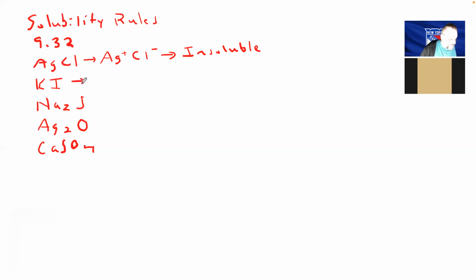Potassium iodide. So in this case, when I look at the chart, I see potassium, so that's going to lead to soluble. And I also see iodine in that chart. So yeah, both of those ions usually lead to something that is soluble. So potassium iodide should definitely be soluble. Sodium sulfide. So I see sodium as one of the positive ions. I don't see anything about sulfide. So that would lead me to the belief, based on the chart, that sodium sulfide would be soluble in water.